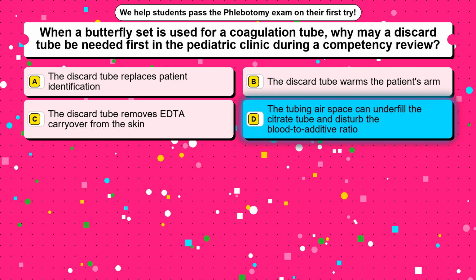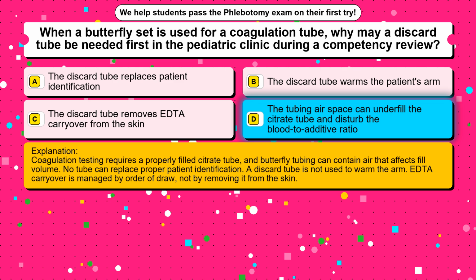The correct answer is option D. The tubing air space can underfill the citrate tube and disturb the blood to additive ratio. Coagulation testing requires a properly filled citrate tube, and butterfly tubing can contain air that affects fill volume. No tube can replace proper patient identification. A discard tube is not used to warm the arm. EDTA carryover is managed by order of draw, not by removing it from the skin.